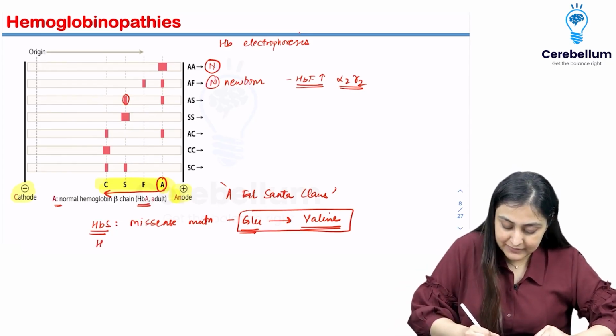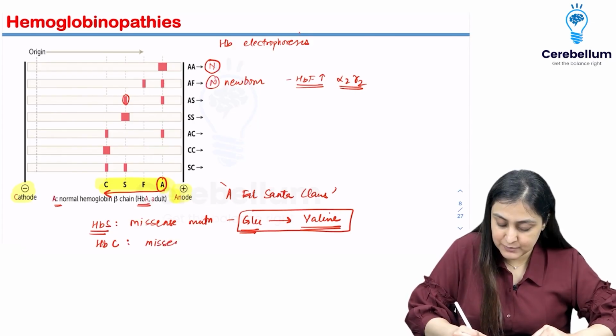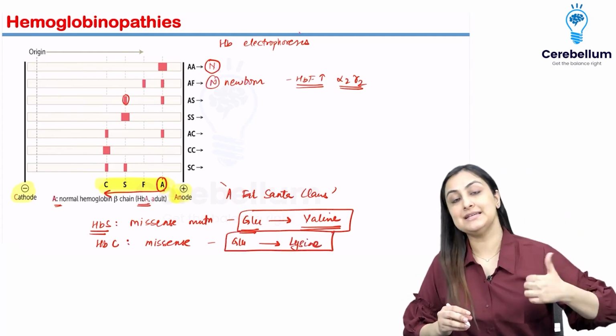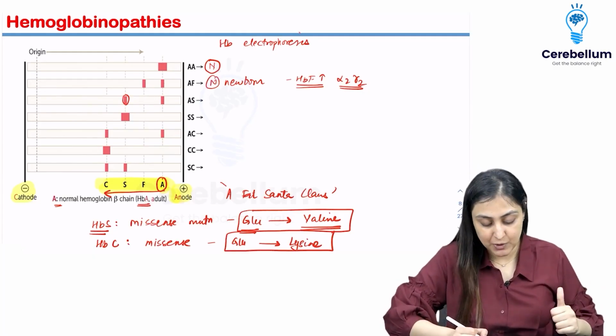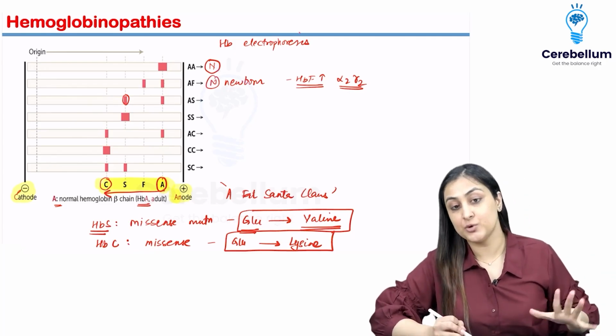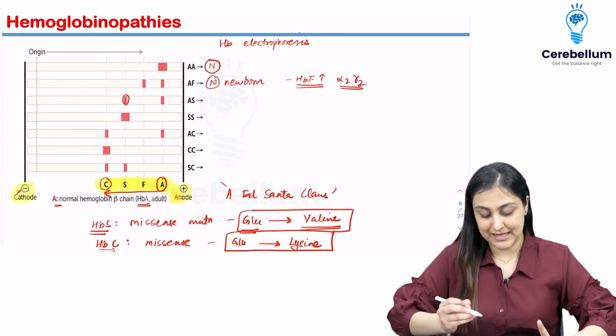On the other hand, we have hemoglobin C. So hemoglobin C is also a missense mutation. Here the glutamate is replaced by lysine, and if you remember biochemistry, lysine is more basic, right? So because it is so much basic, that's why it's closest to the cathode. Alright, so I hope this explains things to you. So this is about HbC and HbS diseases.